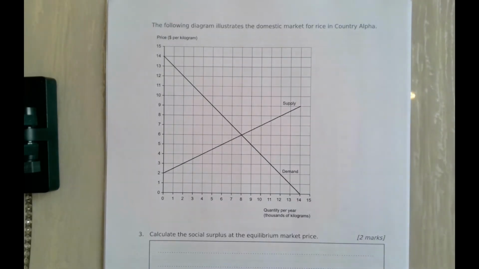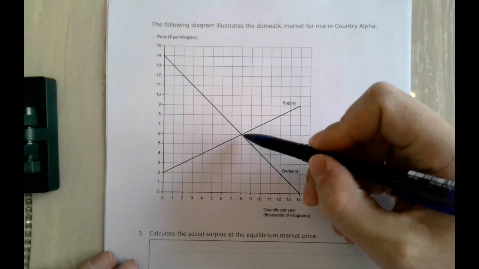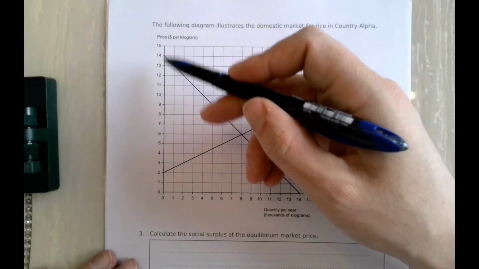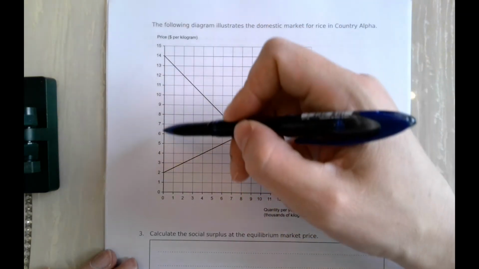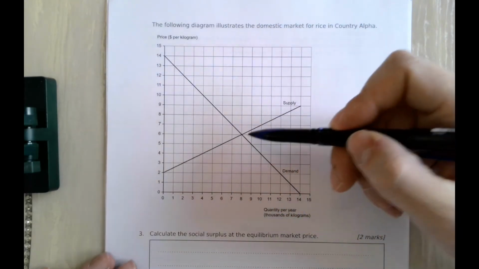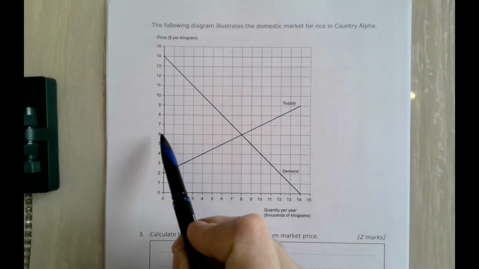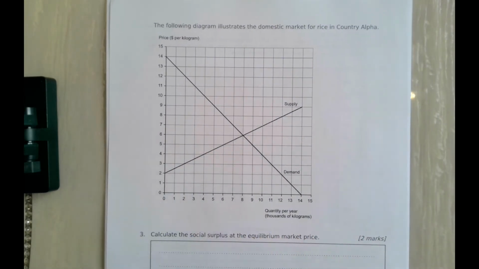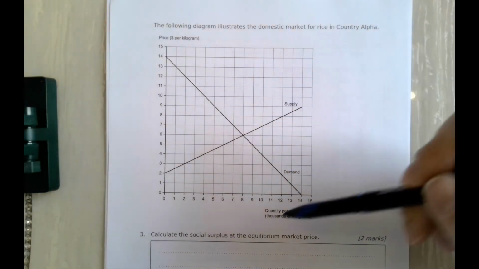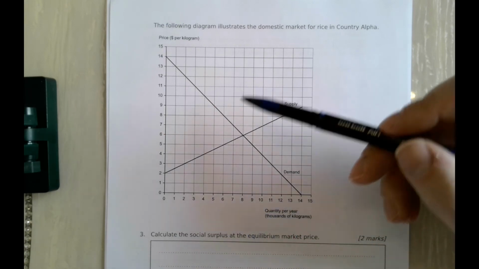The only question it says is, calculate social surplus at the equilibrium market price. Okay, the equilibrium market price is 6. You can split it up into consumer surplus, which is the area below the demand curve and above the price, and producer surplus, which is the area above the supply curve and below the price. I'm not going to do that because I know that total surplus, or community surplus, or social surplus, is just the addition of those two.